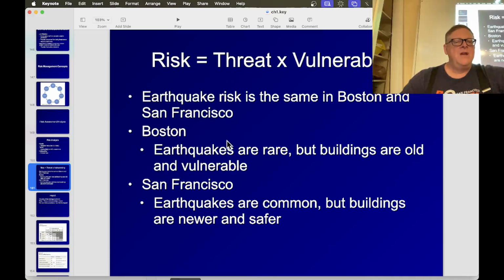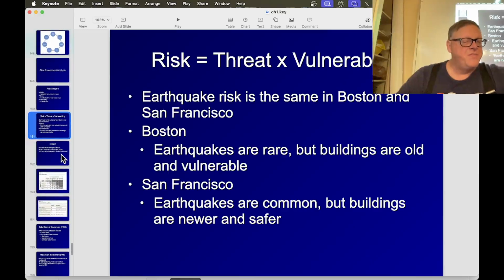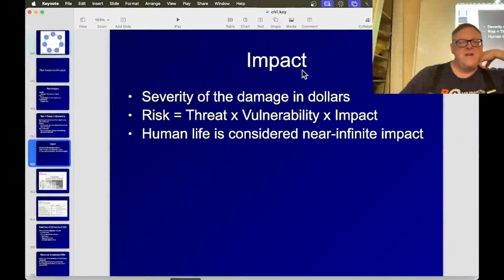So for example, in Boston, earthquakes are rare, but the buildings are vulnerable. In San Francisco, earthquakes are common, but the buildings are safer, so the total earthquake risk is the same. The total amount of dollars per year you expect to lose to earthquakes. So impact is how much damage you're going to have.